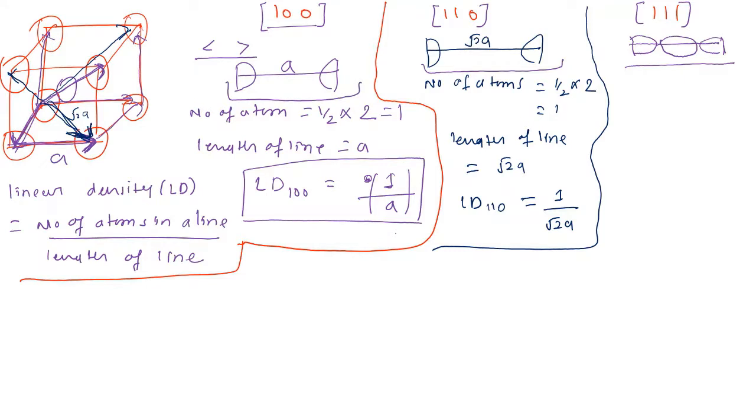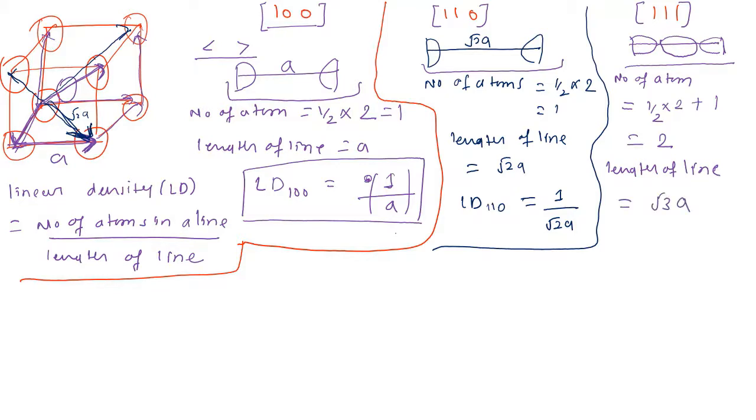How can we say the number of atoms? The corner atoms each contribute 1 by 2 to this line, and there are two of them, and there is one single atom which belongs completely to this line, which counts as 1. So there will be a total of two atoms, and the length of the line is root 3a.